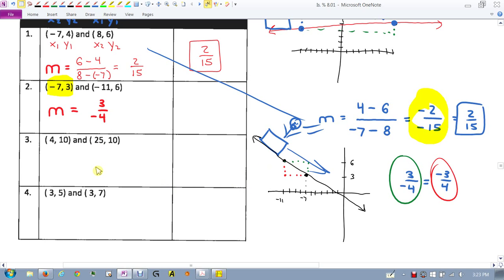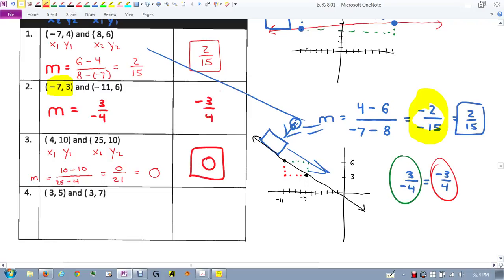How about this one? What are you getting? You get 0 on top, right? So you get 10 minus 10 over 25 minus 4. So you get 0 divided by 21. What's 0 divided by 21? 0.